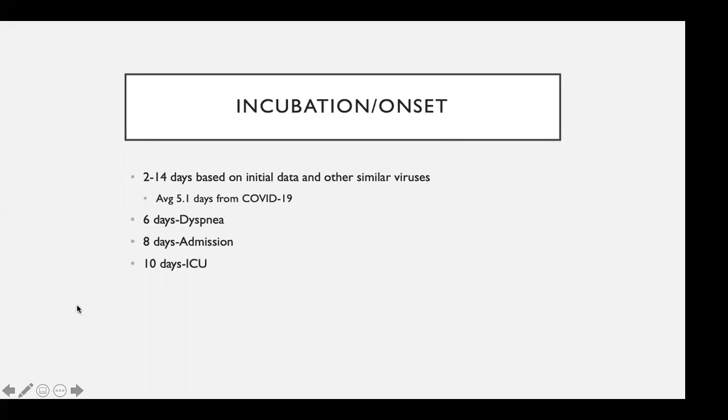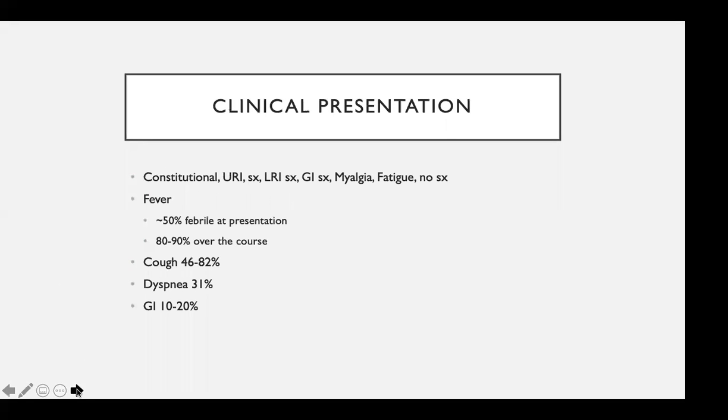The clinical presentation, again, can be just vague constitutional symptoms. There are a lot of people who are probably asymptomatic out there. Upper and lower respiratory symptoms. GI symptoms may be more common. Myalgia and fatigue are also common symptoms for this. So 50% are febrile at presentation. That gets much higher over the course of the illness, especially once patients are hospitalized, followed by cough and dyspnea, which are common. GI symptoms maybe 10 to 20%.